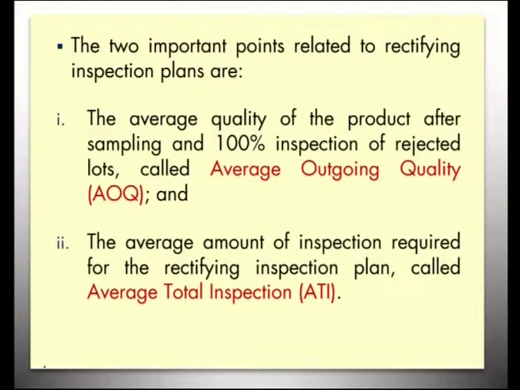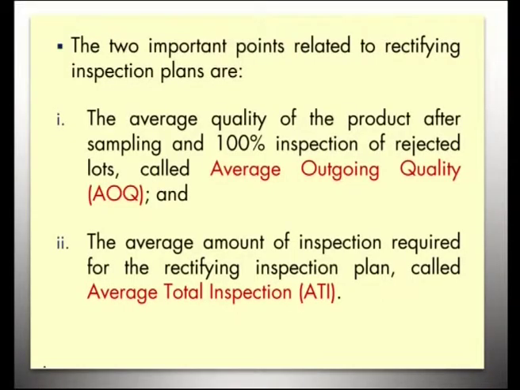Now, these kinds of abbreviations are very important. We talked about acceptance sampling plan. AOQL we talked about, that is average outgoing quality level, and we talked about AQL, acceptance quality level, and LTPD we talked about, that is lot tolerance proportion defective, and then we talked about AOQ, that is average outgoing quality, and then ATI stands for average total inspection.